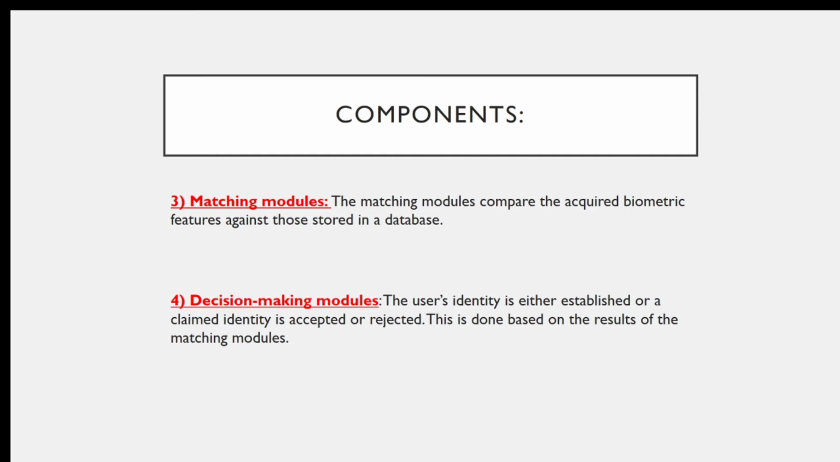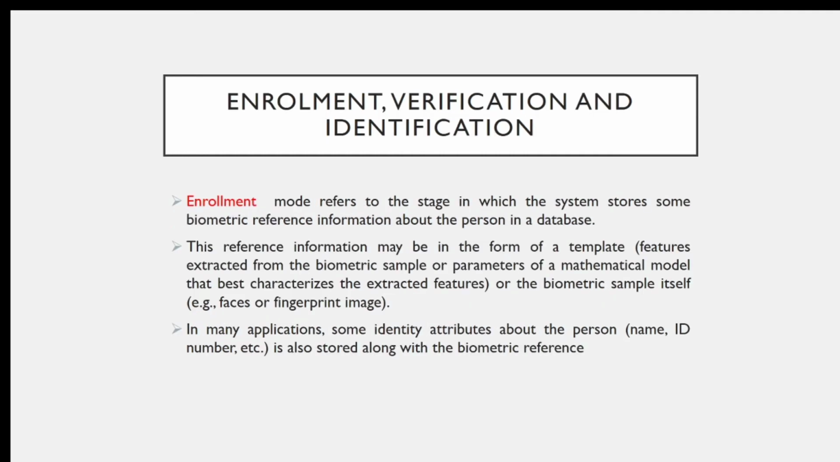Then the decision making module. Here the identity of the individual is established, whether it can be rejected, whether the fingerprint is of the same person or of another person. So it can accept or it can reject. A decision module will take the decision whether it is accepted or rejected. And these are the four components.